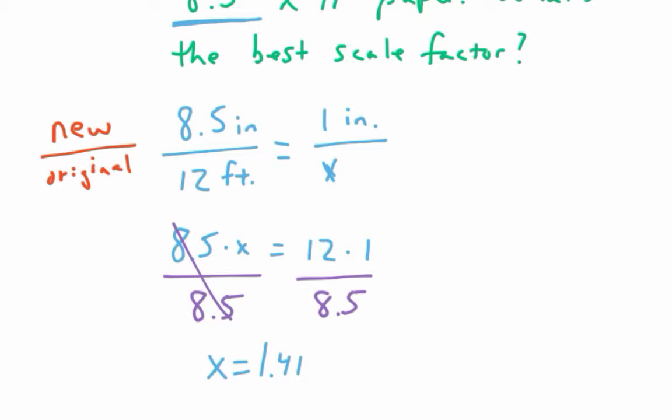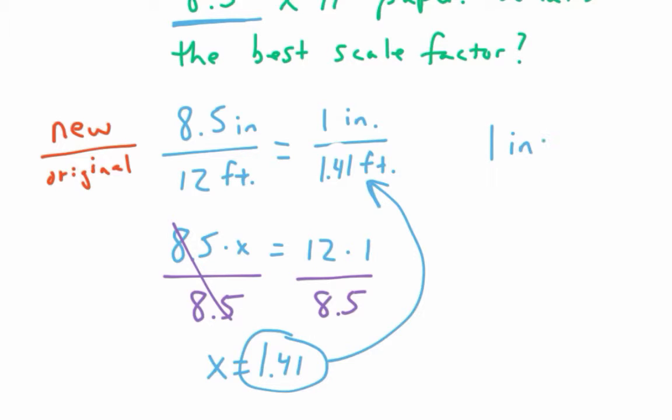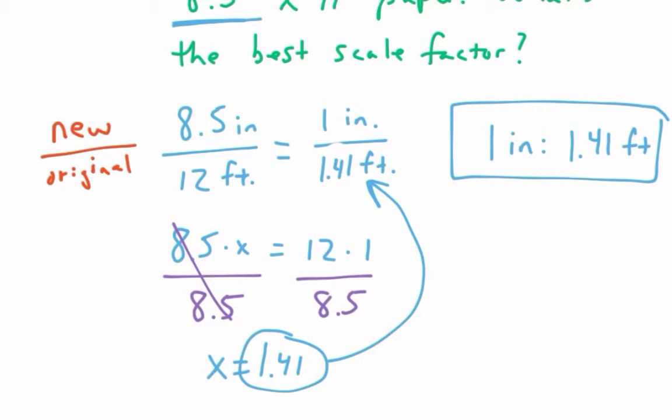In other words, my x value, this 1.41, I could put right there. So I have 1 inch equals 1.41. And just like my units right there are feet, my units here are going to be feet as well. So my scale now is going to be 1 inch. And because our units are different, we need to keep them in there, 1.41 feet. So this is going to be my scale change in one direction.